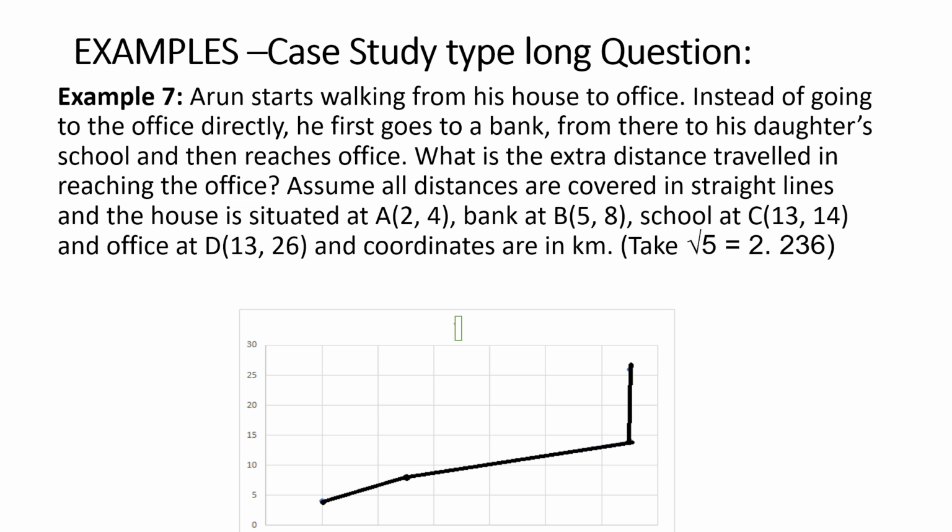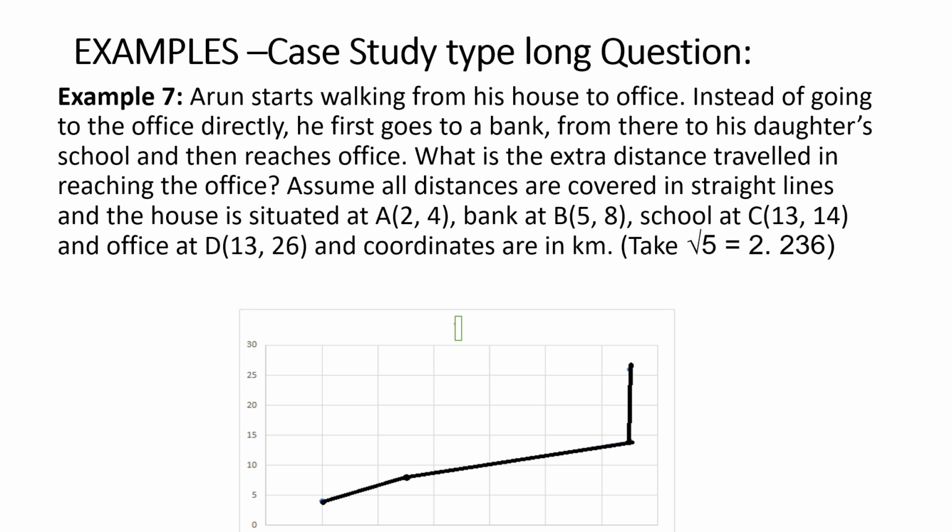Assume that all the distances are covered in straight lines and the coordinates for house are A(2, 4), for the bank it is B(5, 8), for the school it is C(13, 14) and office it is D(13, 26). All the coordinates are in kilometers. Here you will be needing root 5. You can take the value of root 5 as 2.236 or you also know how to find the value of root 5. Now we have just drawn the diagram.